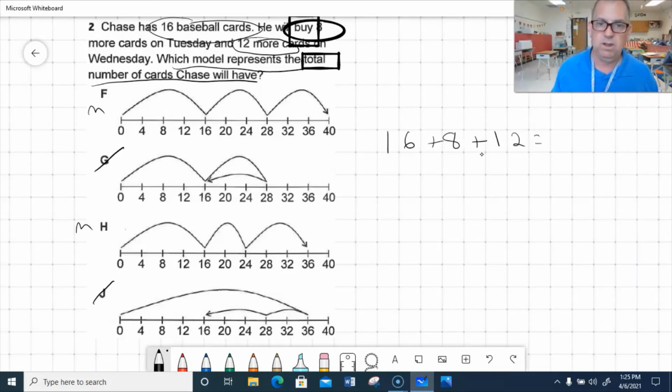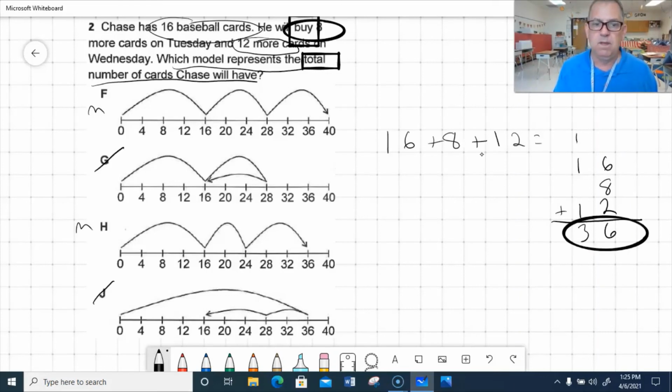So what is 16 plus 8 plus 12? Okay, we'll work it out. I like to stack numbers up when I add them. So I use my place value, and then I get all my numbers together by place value. I know 8 plus 2 is 10, plus 6 more would be 16. And then I regroup one more over here. Then I have 3 10s, which is 30. So that means he's got 36 cards here. So that means answer choice H would be my correct answer.